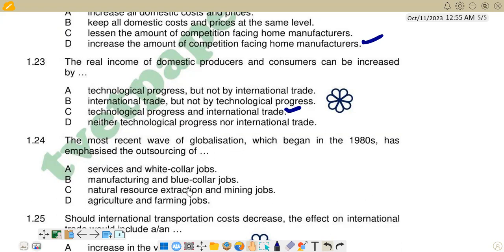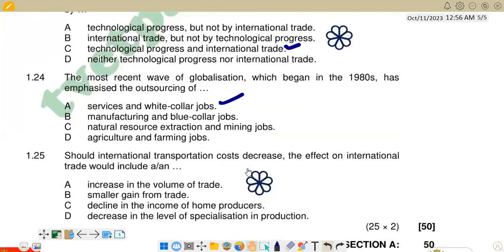Then you look at the other options. You would see that there's not much movement of blue collar jobs. Blue collar jobs describes physical jobs that are not office work jobs or administrative work jobs. So B is not appropriate there. Natural resource extraction, not appropriate. Agriculture and farming, not appropriate. These are not mainly associated with white collar jobs. So A becomes the most appropriate. Then we go to the next one, which is the last one.